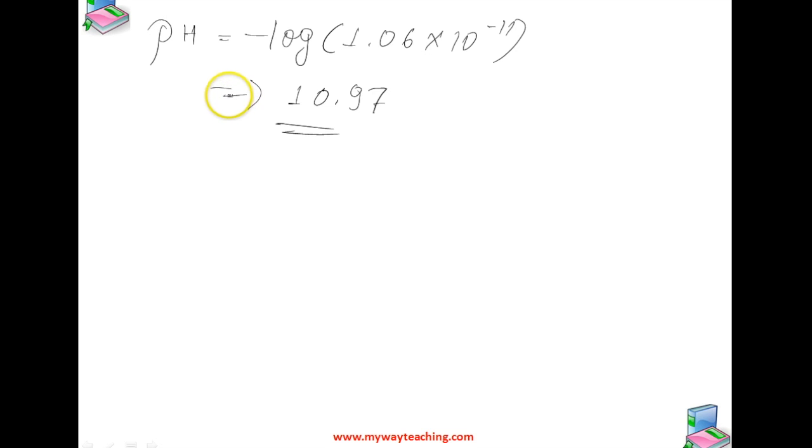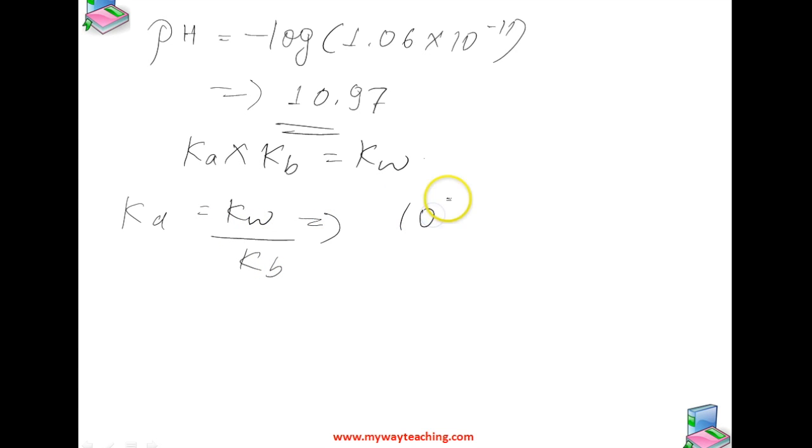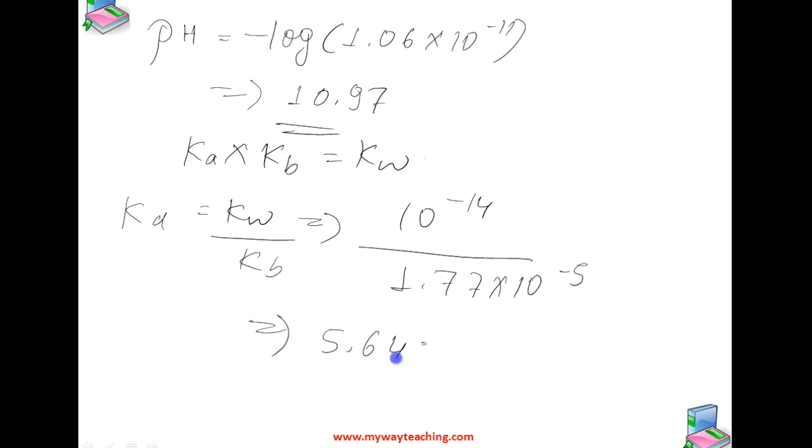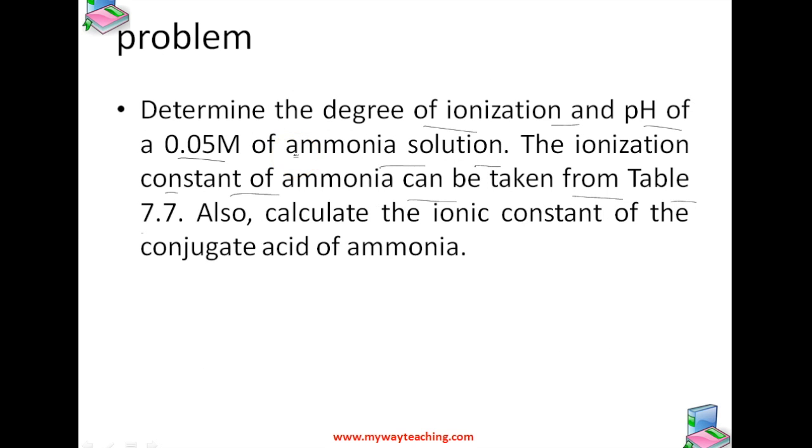Now using the relation for conjugate acid base pair, Ka cross Kb is equal to Kw. We are using the Kb of NH3 from the table. We can determine the constant of the conjugate acid NH4 plus. So Ka is equal to Kw divided by Kb. Kw is equal to 10 raised to minus 14. Kb is 1.77 into 10 raised to minus 5. This gives 5.64 into 10 raised to minus 10. Please note down this problem, and this is the solution that I have solved.